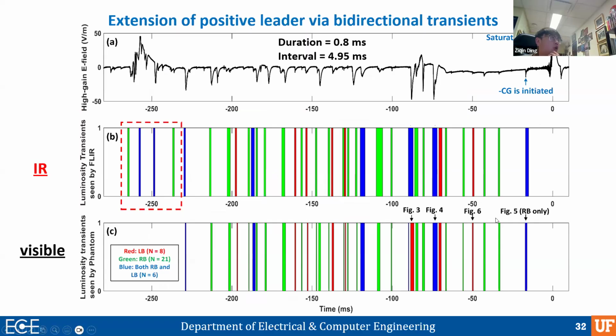So here we show the dynamics of these K leaders, or we name them bidirectional transients in this study. Here is their occurrence as a function of time, and if one such bidirectional transient is observed, we show it as an incident bar. Then we compare both the infrared and the visible observations with the electric field, and we see them align well. Each K leader observed during the positive leader stage corresponds to such a bidirectional transient.